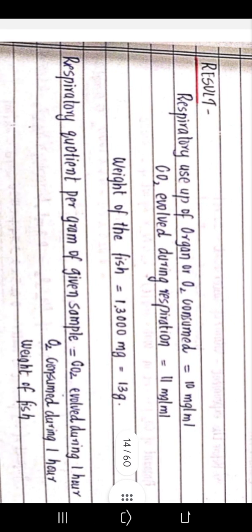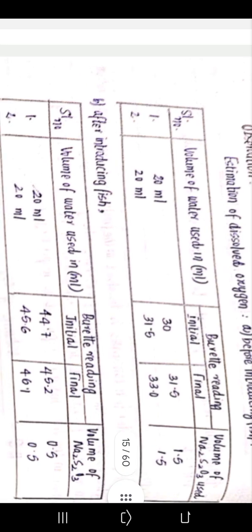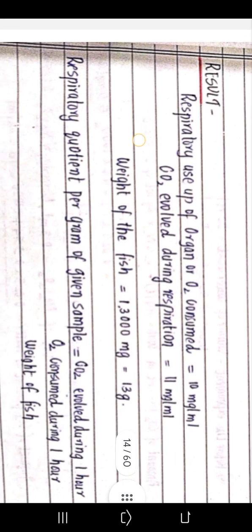Okay. And after that, you got the result. Respiratory use up of oxygen, or O2 consumed, is 10 mg per ml. CO2 evolved during respiration is 11 mg per ml. How did we get these results? We subtract these values. Earlier we mentioned the subtraction. So respiratory use up of oxygen, or O2 consumed, is equal to 10 mg per ml. CO2 evolved during respiration is 11 mg per ml.